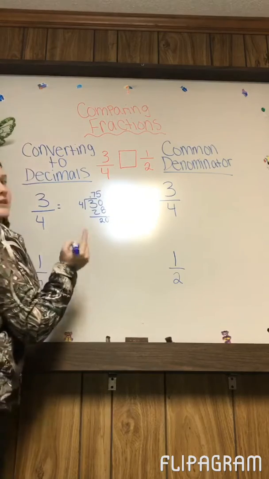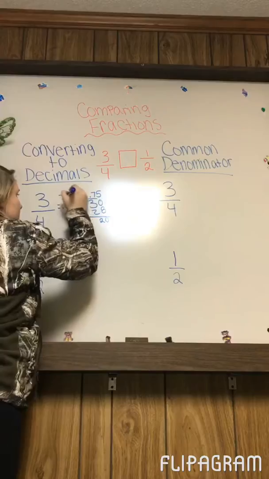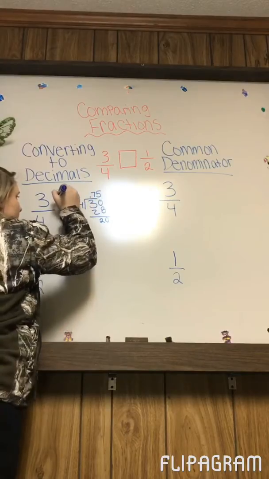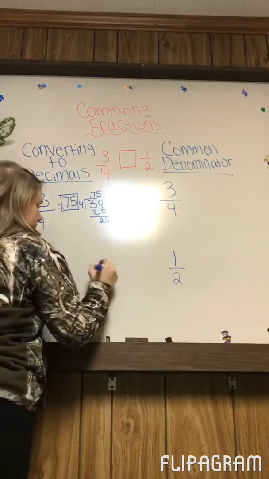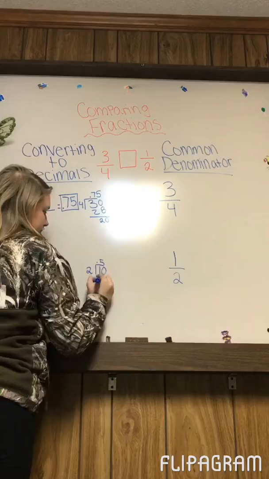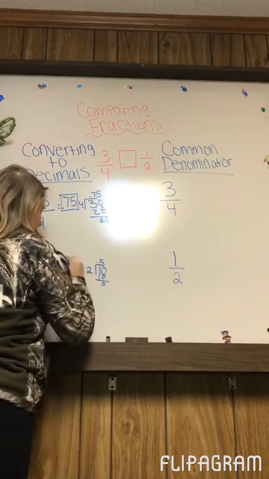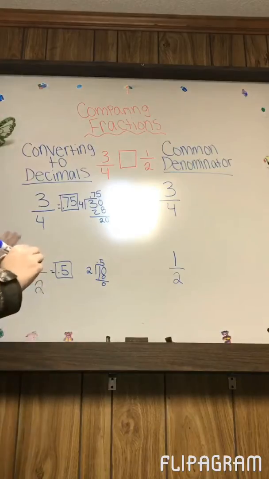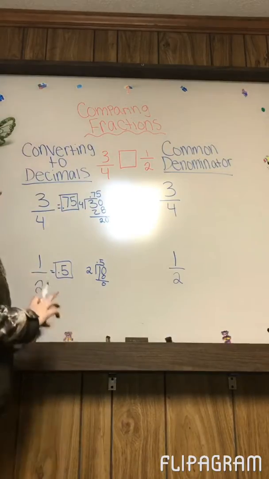Which is going to give us 75 hundredths. And then we're going to do 1 divided by 2, which is going to give us 5/10. So once you convert these two into decimals, you can compare them.